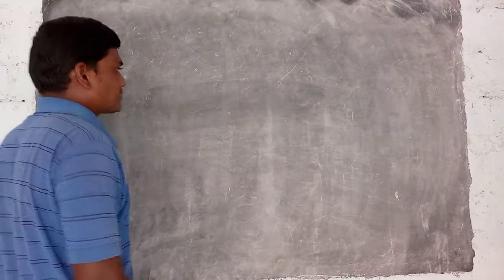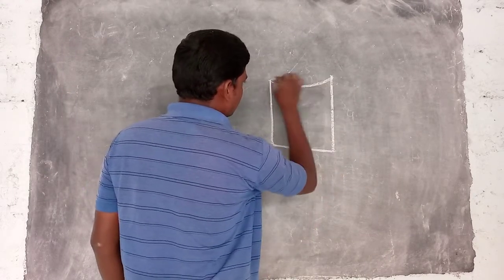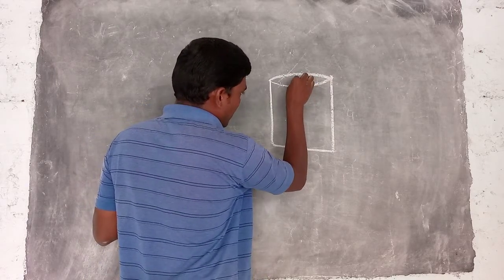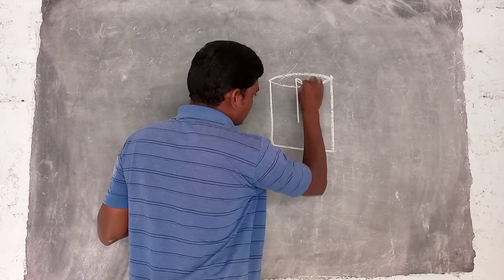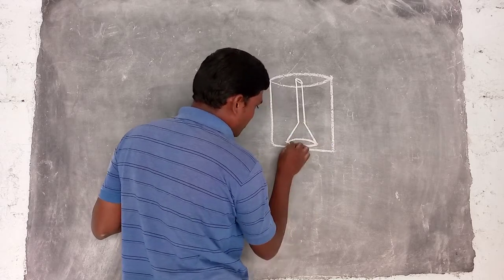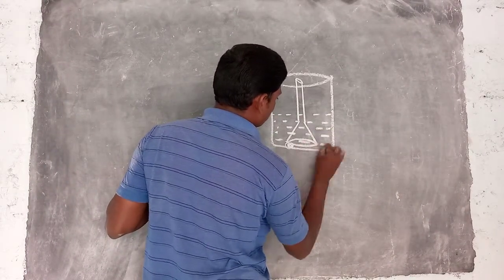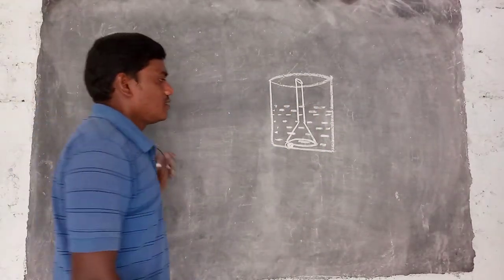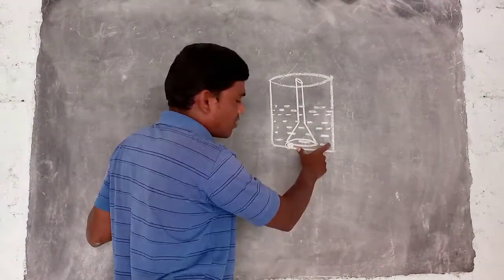And one more thing is there. It is in a beaker. The beaker is filled with water. Along with it, in the beaker we place a funnel. The funnel we place in the inverted mode and we place a coin here. Listen very carefully. A beaker is filled with water or Pyrex or whatever that may be.